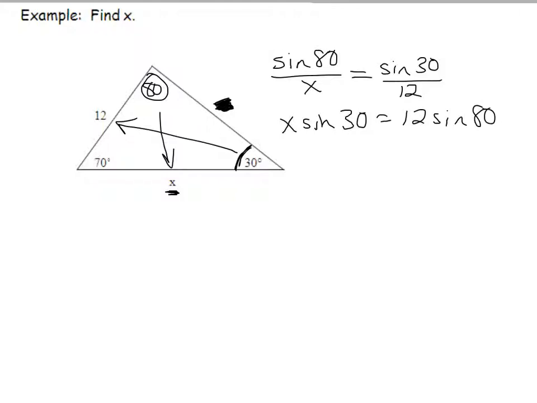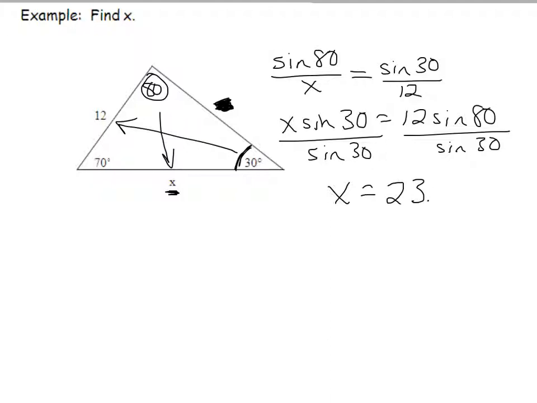Next thing we're going to do, we're going to go ahead and divide both sides by the sine of 30. That way I can get the x by itself. And of course, when you're doing this, make sure that you are closing your parentheses if you're putting it into your calculator all at once. That works out nicely. And when I get my decimal, I'm going to get 23 point, since it's a side, I'm going to round to the nearest tenth, and I end up getting 23.6.